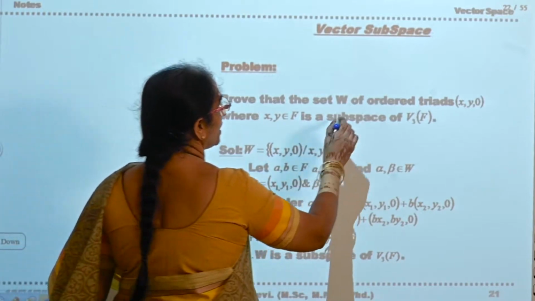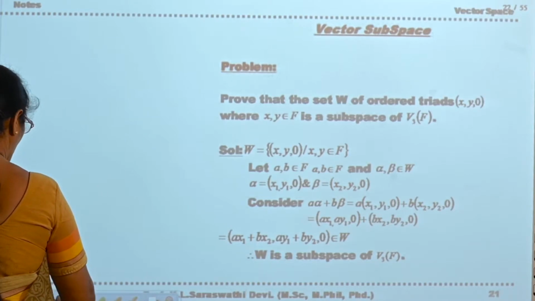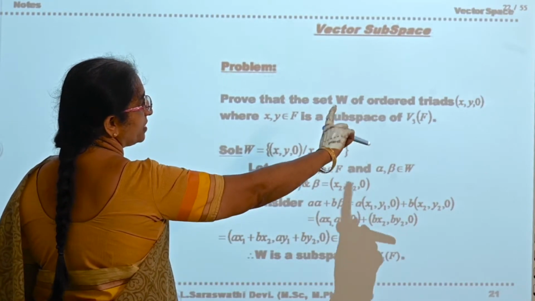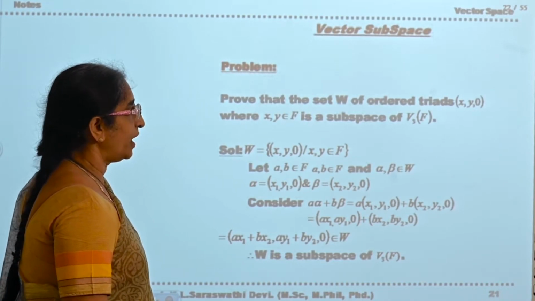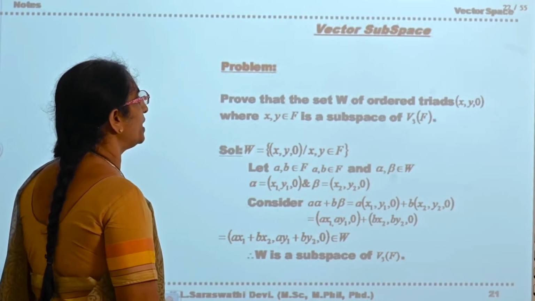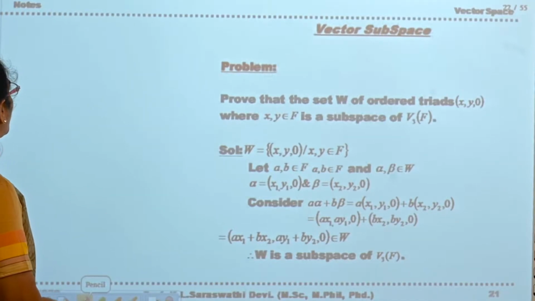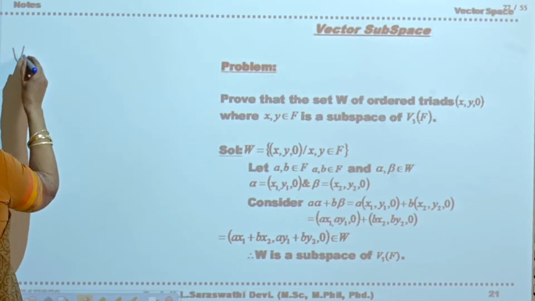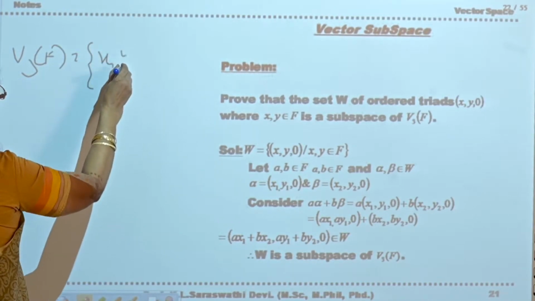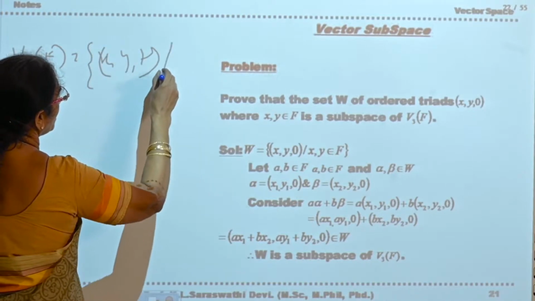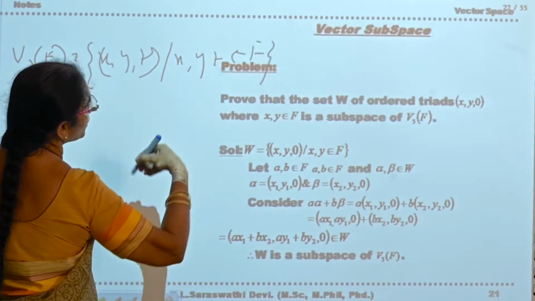Prove that the set W of ordered triads X, Y, 0, where the first two components are X and Y and the third component is 0, where X, Y belong to F, is a subspace of V3 of F. Now what is V3 of F? V3 of F is equal to the set of all X, Y, Z, where X, Y, Z belong to F, and F is the field.